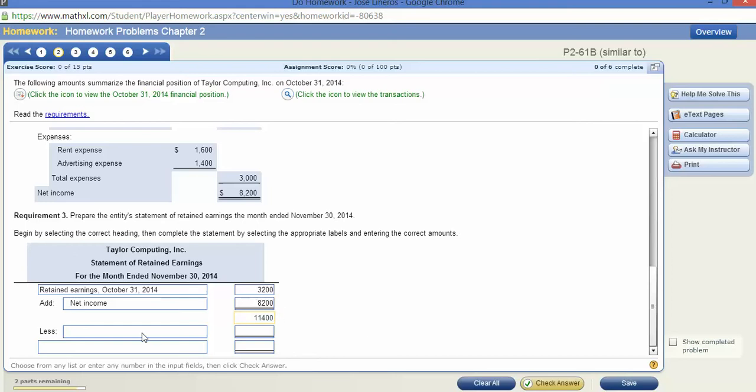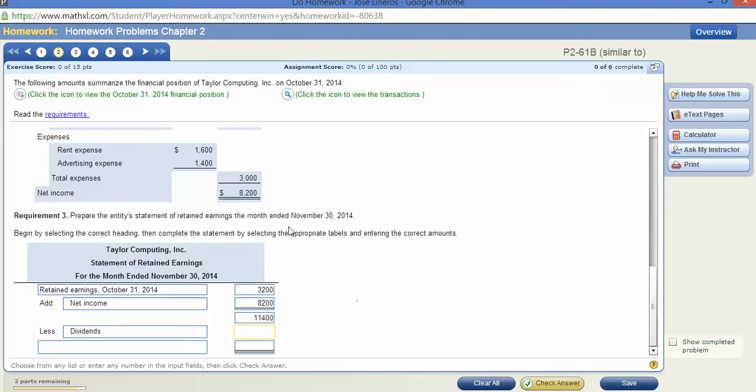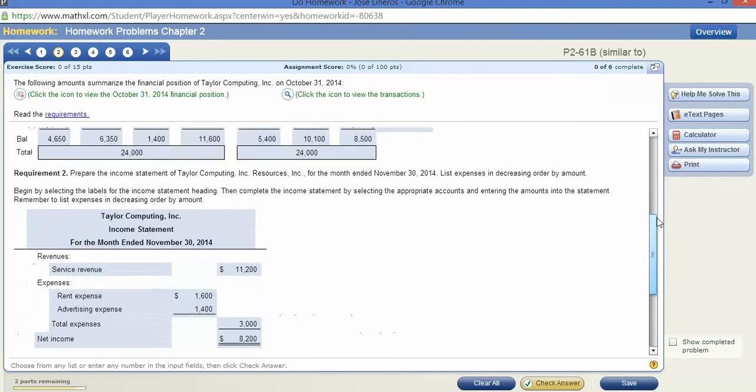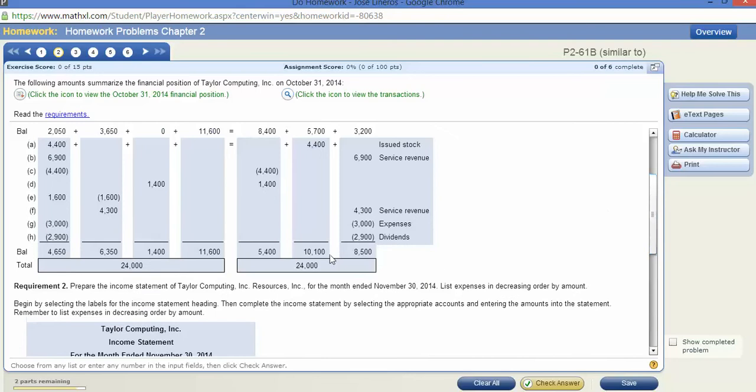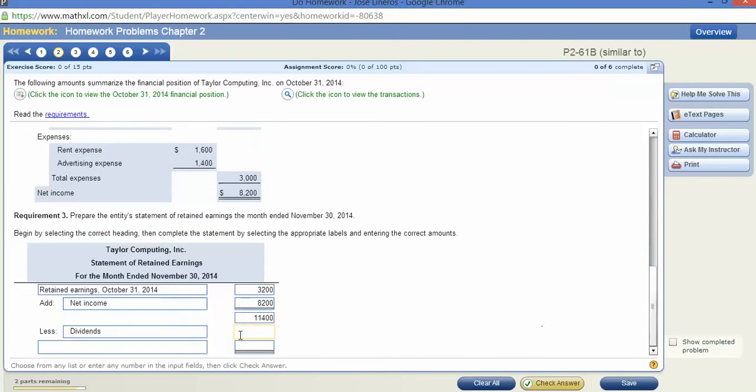Then what lowers retained earnings is when you declare dividends. You'll notice that we declared dividends of $2,900. So we're going to put $2,900. Notice we don't put minus $2,900. The reason we don't is because we have the "less" sitting out here. That instructs the financial statement reader that you're going to be subtracting that amount.